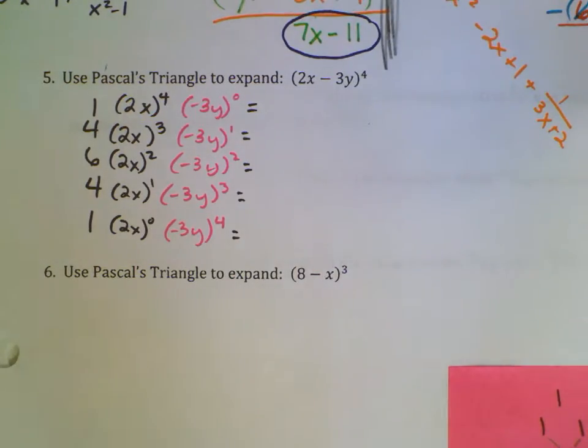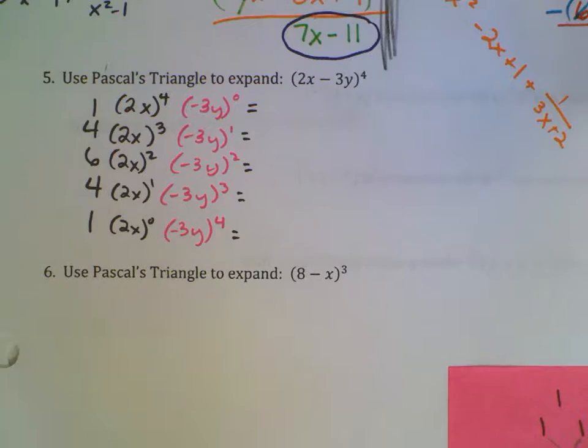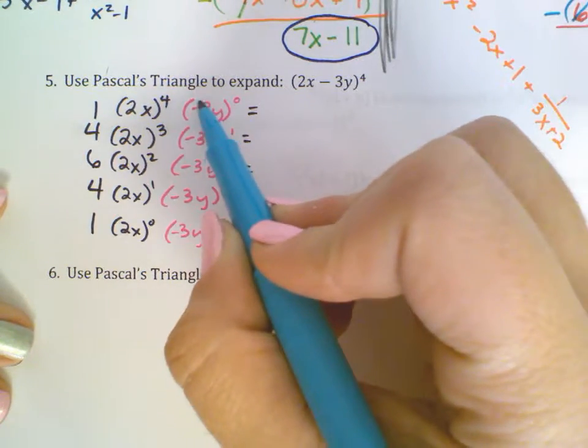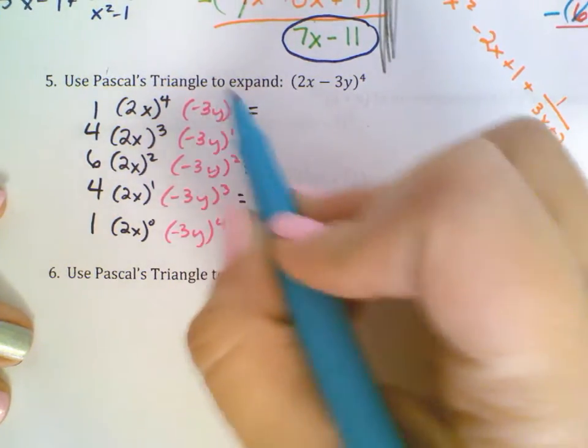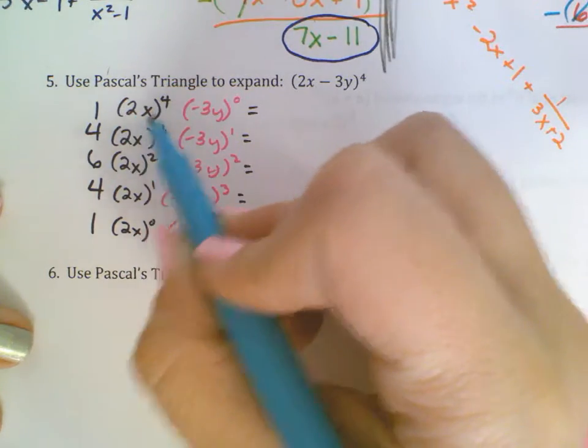I know anything to the 0 is just 1. So really, this piece right here, let me get a color, is just multiplying by 1. So this whole thing is just a 1. So 1 times 1 times 2x to the fourth.